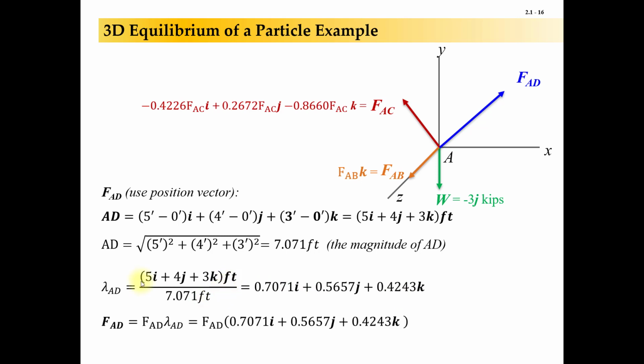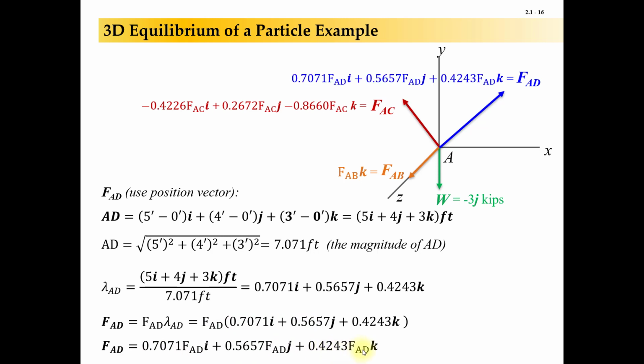Now to get FAD into Cartesian vector form, I just multiply the magnitude of FAD times the unit vector. Well, the magnitude of FAD is the unknown, what I'm looking for. So I'm going to distribute that through, and I'm going to get this vector right here. And I put that up there. All right, so now we've got all of our free body diagram pretty well defined.